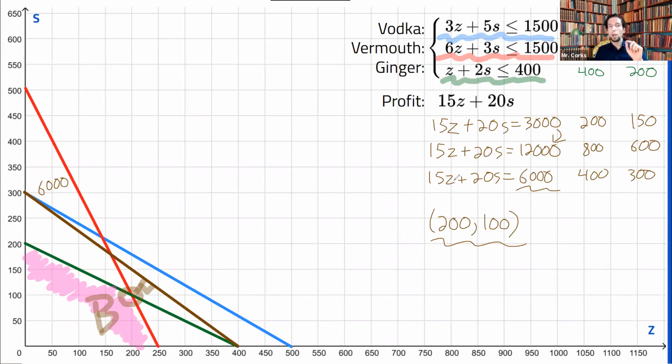Okay, that's if we are not sure if this corner is the right one. I'm saying we are sure that point B, corner B is the correct one, but we just aren't sure about the exact coordinates. Maybe it's 199 and 101 or something. How can we confirm that it's exactly 200 and exactly 100? Maybe we can substitute all the 3 points into this 15z plus 20s.